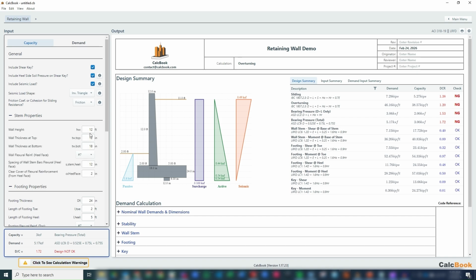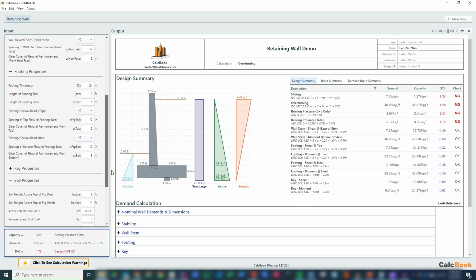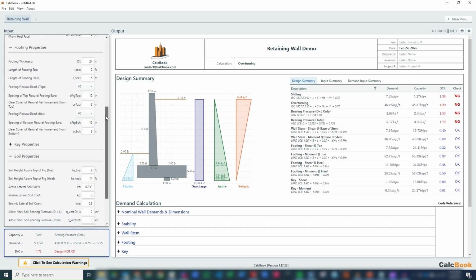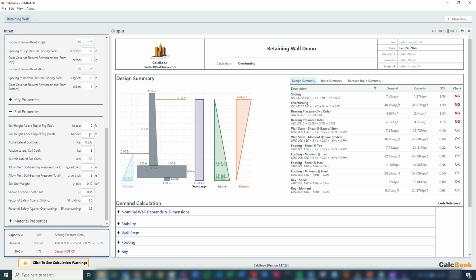So our stem, right, we have a height of 12 feet, top thickness of 12 inches, bottom thickness of 18 inches. We won't worry about the rebar or anything else for our overturning. Our footing thickness is 2 feet, 24 inches, 2 feet of the toe, 5 feet over the heel. And then our soil properties, right, we just have a soil height of 11 feet on the heel, and then the rest of the properties we're going to leave as is.